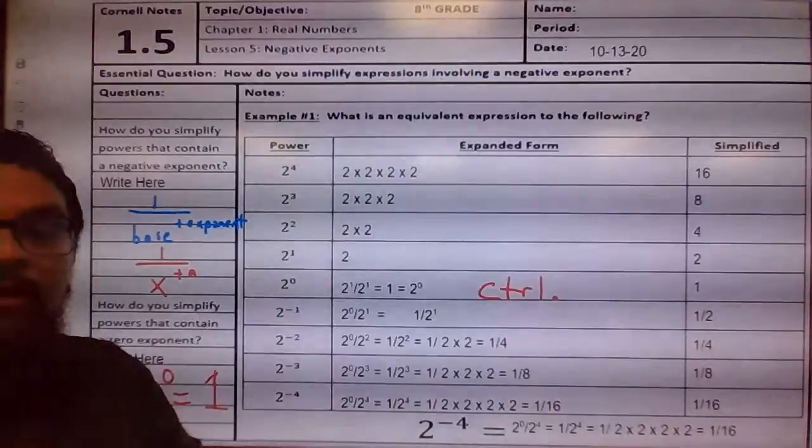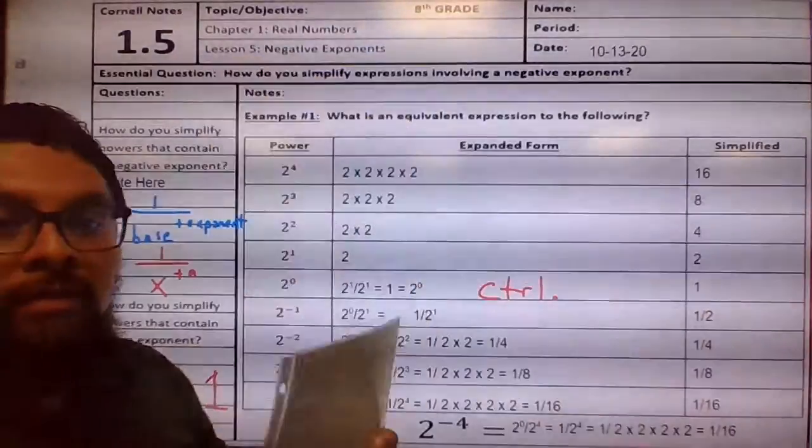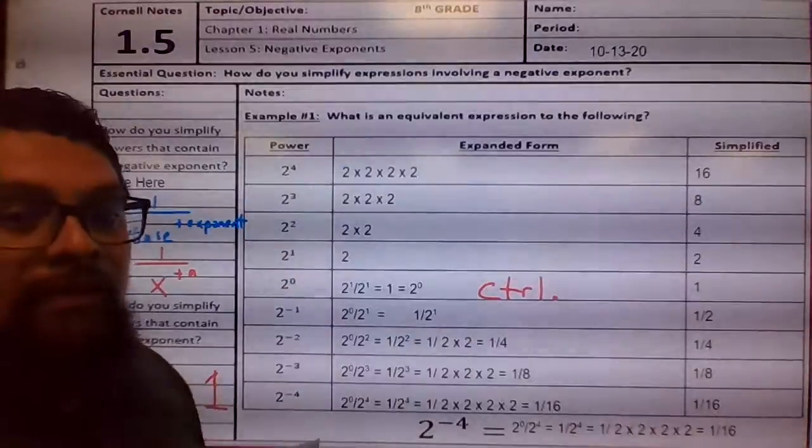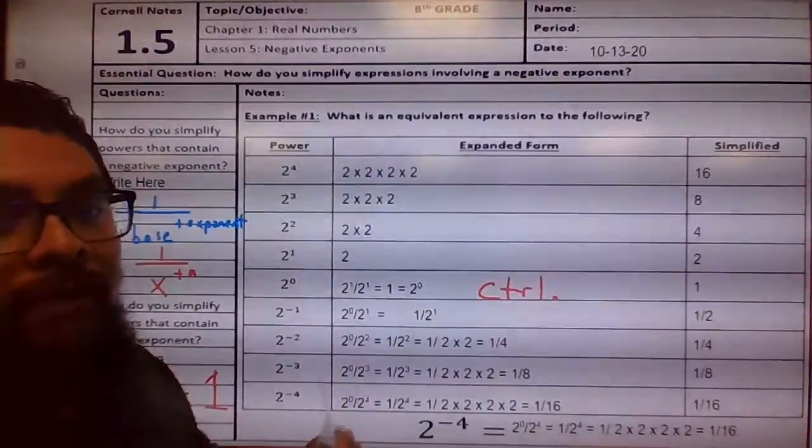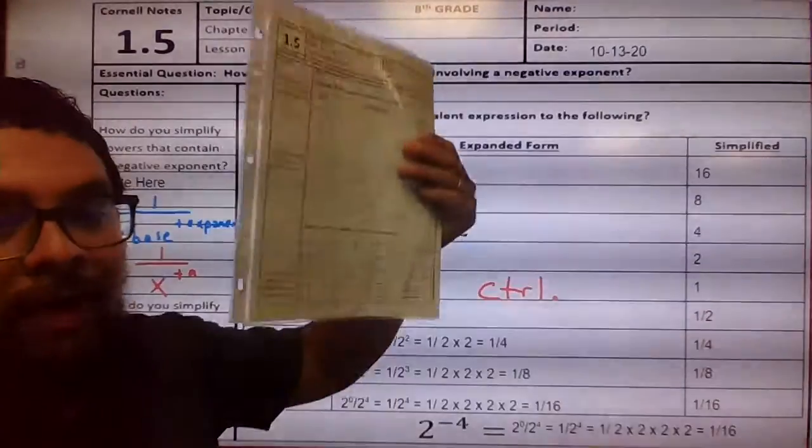If you're still writing it on here, then you're okay. But you got to get used to doing the slides because next week we're only going to be using slides, not the paper, because you notice this is our last paper. Okay?